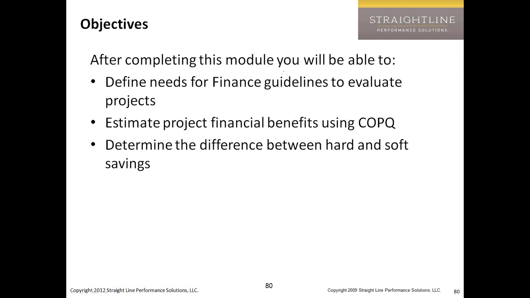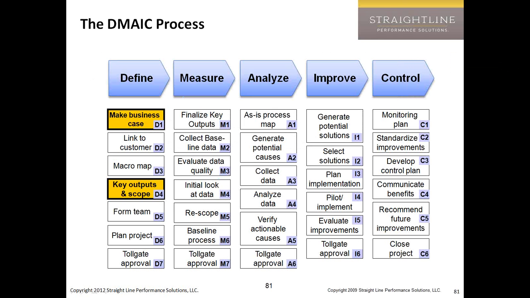After we go through this, you should be able to define needs for finance guidelines to evaluate your projects. You should be able to make a decent estimate of your financial benefits using cost of poor quality, and we'll talk a little bit about hard and soft savings.